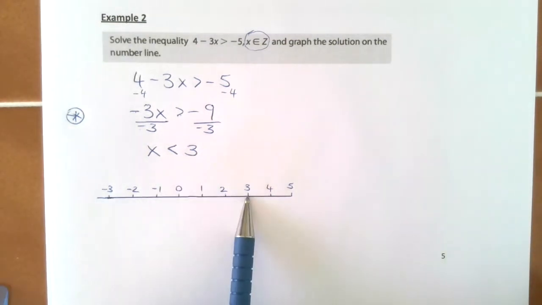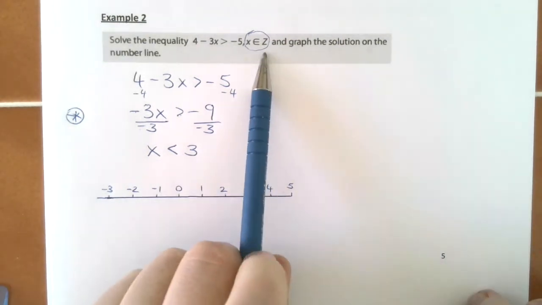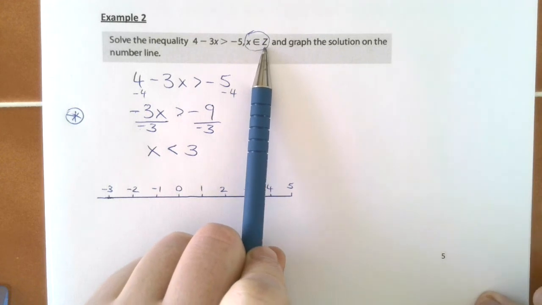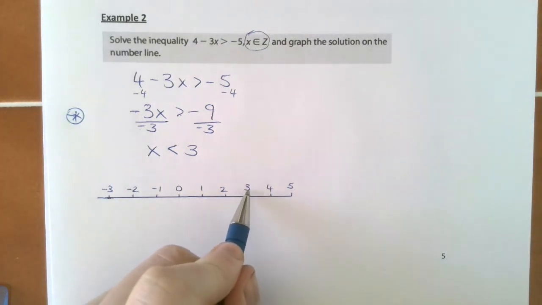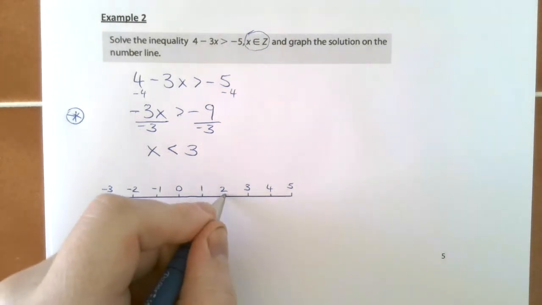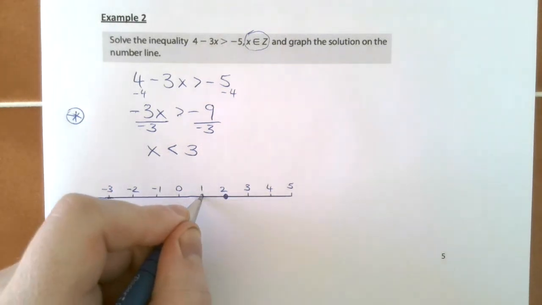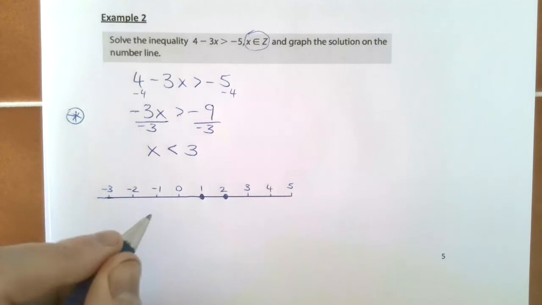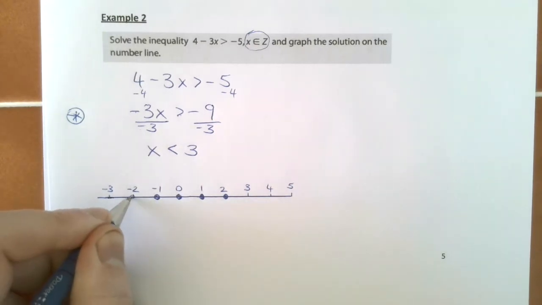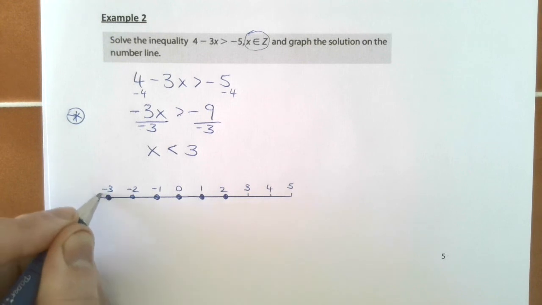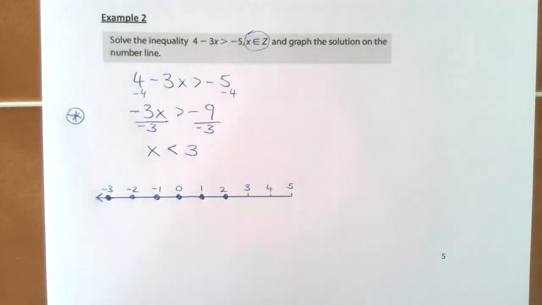So it has to be less than 3, and x is an element of Z. So that's all your positive or negative whole numbers. So it cannot be equal to 3. It can be equal to the first number less than that, which is 2. Can also be equal to 1. Now, since it's all your positive or negative whole numbers, it can also be equal to 0, minus 1, minus 2, minus 3, and it continues on forever as well. So we put the arrow in the end to show that it continues on forever.